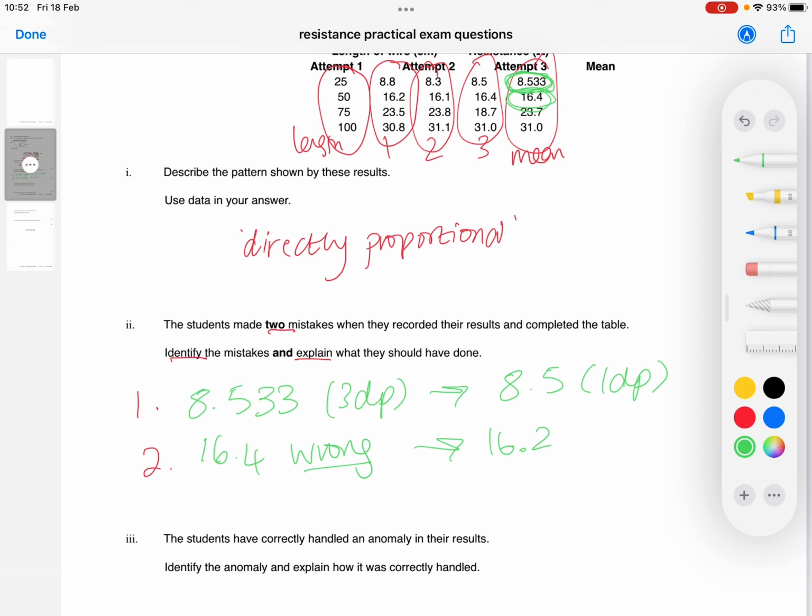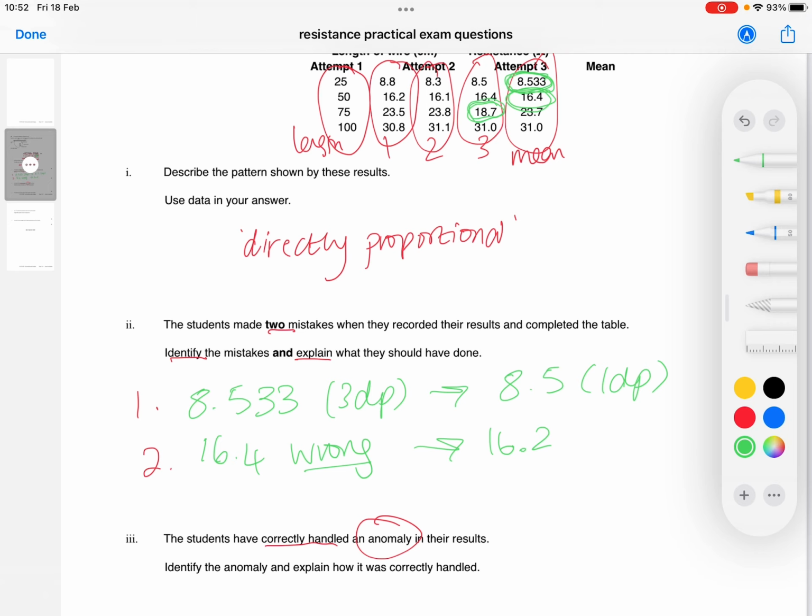So, part three. The students have correctly handled an anomaly in their results. Remember, anomaly means something that doesn't fit in the pattern. So something that looks a little bit out of place. But luckily they have correctly handled it. Identify the anomaly and explain how it was correctly handled. So let's have a look at the results again. One that doesn't fit. Oh, here we go.